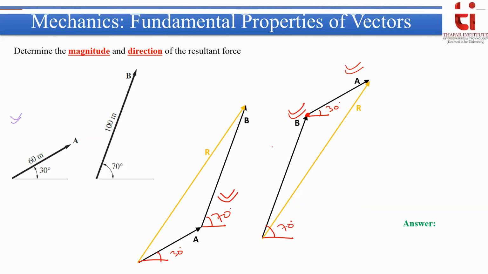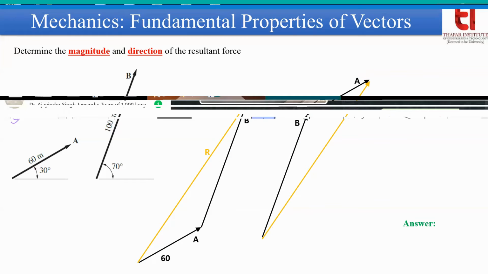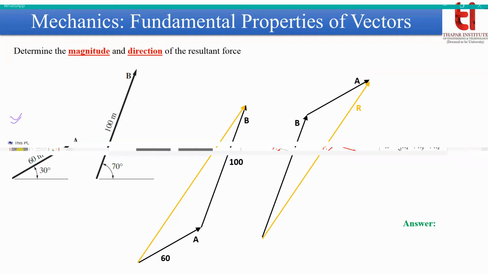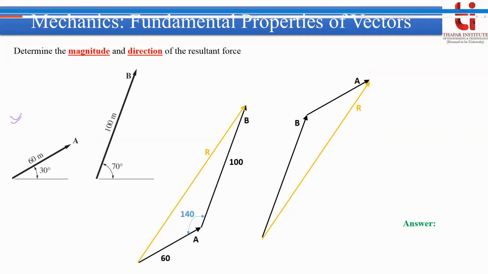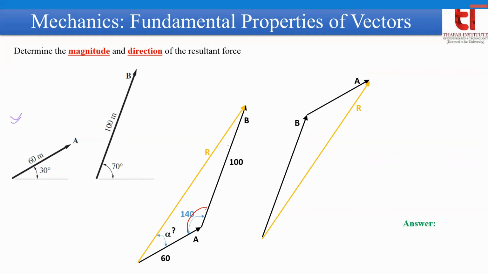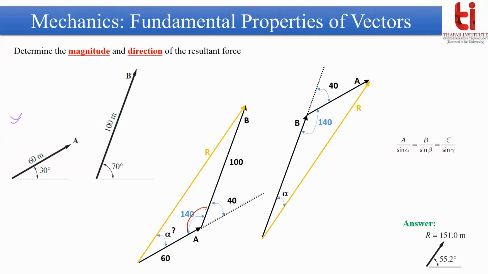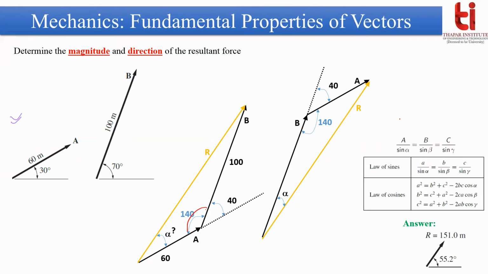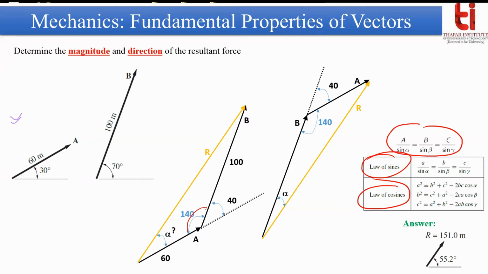Good. So these are two possibilities of drawing the triangles. And if you have drawn the triangles, you can find all the angles, all the internal angles in fact. So you can find this internal angle, and all the internal angles. Once you know all the internal angles, you can apply the sine law and cosine law.